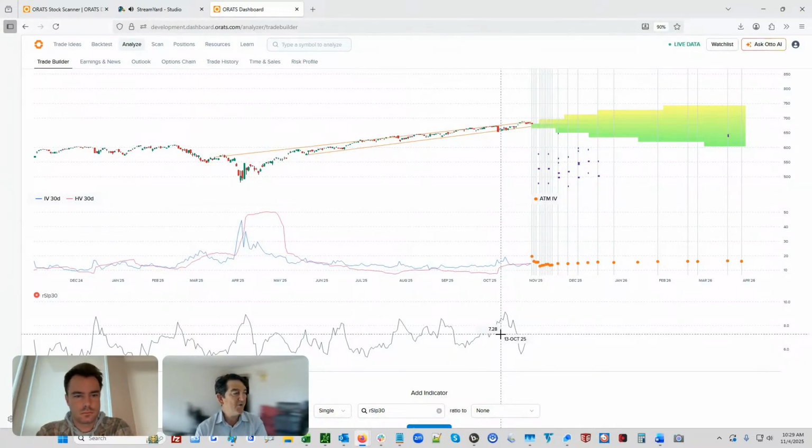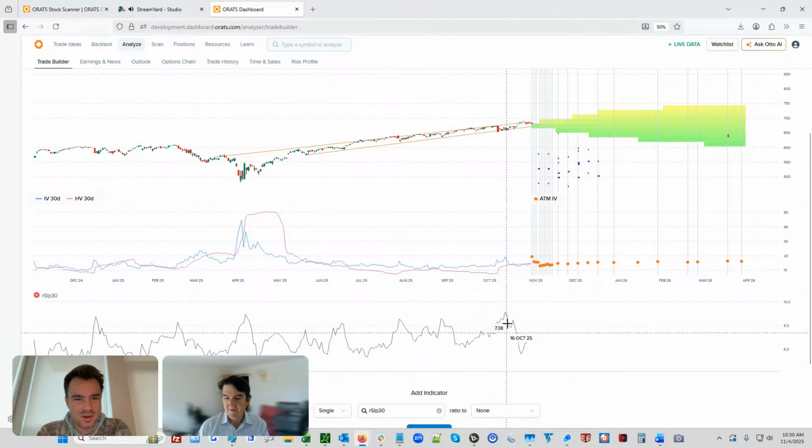If you're doing a short put spread right now, it's quite a steep skew still. And that short put spread will tend to fall in value.